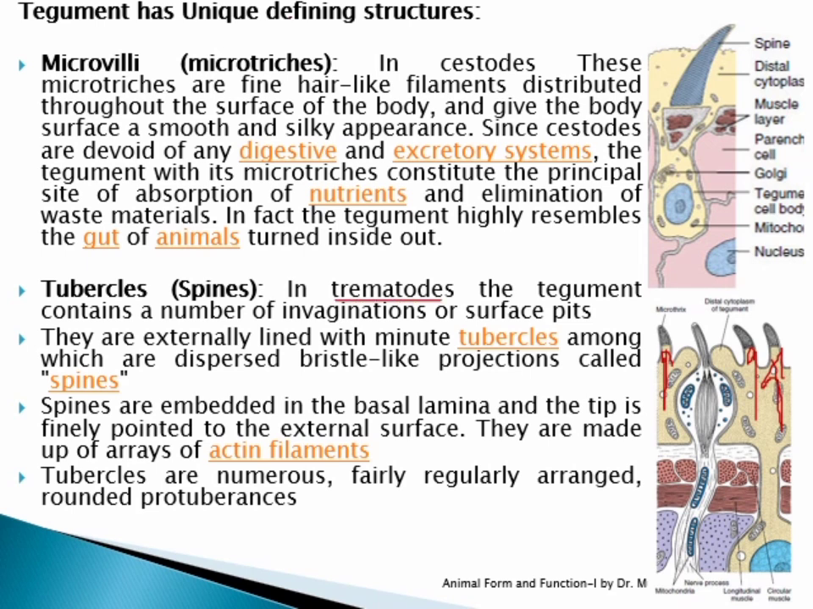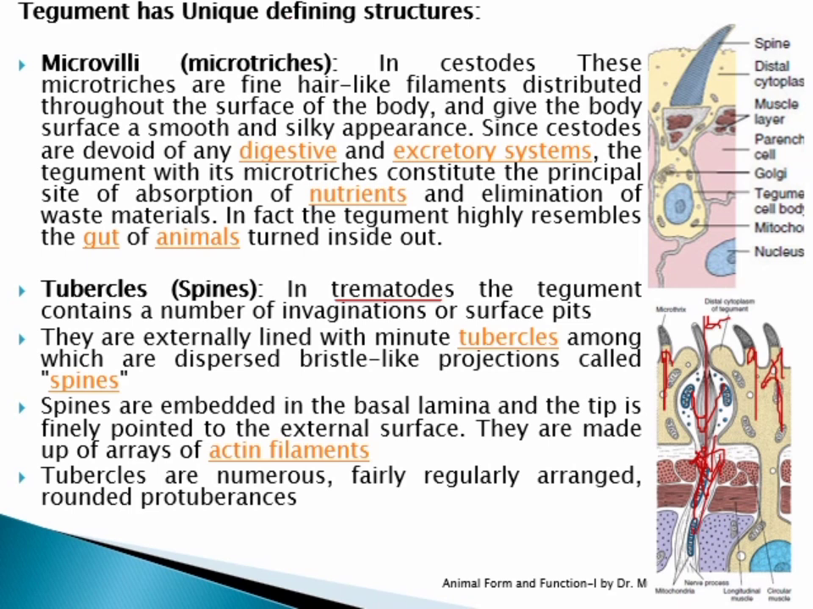The tegument contains a number of invaginations, or pits. They are externally lined with minute tubercles, among which are dispersed bristle-like projections called spines. Spines are embedded in the basal lamina of the tegument, and the tip is finely pointed to the external surface. They are also supported by an array of actin filaments, like in the microvilli, but they are embedded inside the basal lamina.